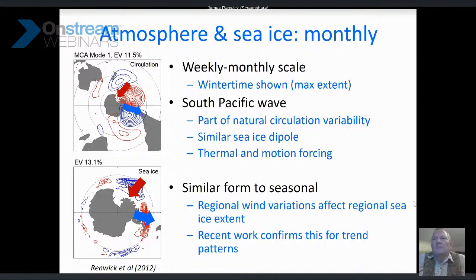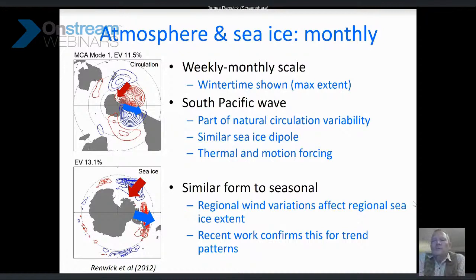And that is just an expression of the natural variations in the atmospheric circulation on this kind of monthly 3, 4, 5, 6 week kind of time scale. So it's a very similar pattern to what we saw on the daily to weekly time scale. It's also a pretty similar form to what we see on the seasonal time scale. And it turns out, I've got it written on the slide there, that recent work confirms this for the trend pattern.